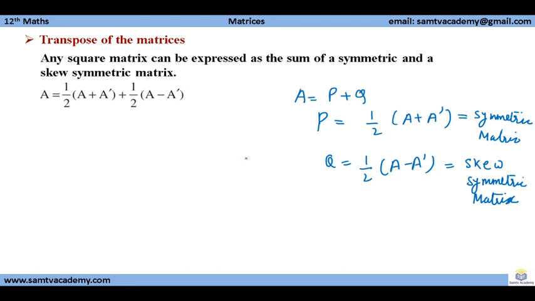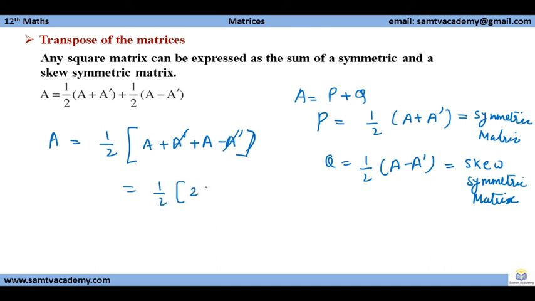So we will use this for solving the questions. Now we can see it also by solving that it will come A only. If we take common 1 by 2 here and solve this, then it will become A plus A transpose plus A minus A transpose. Here these both will cancel out and we will get 1 by 2 times 2A, and 2 cancels, so it is equal to A. But we need not solve this.